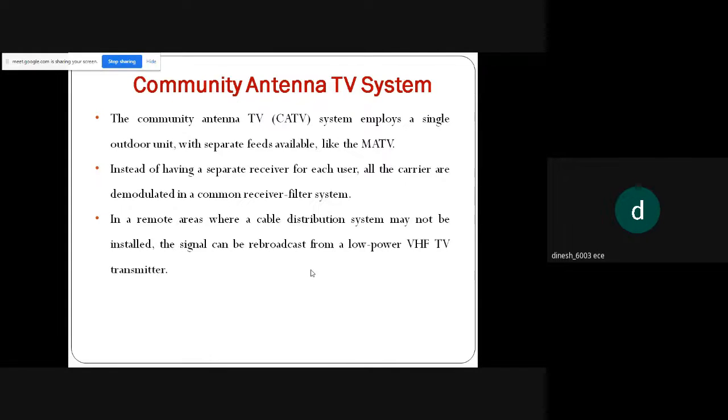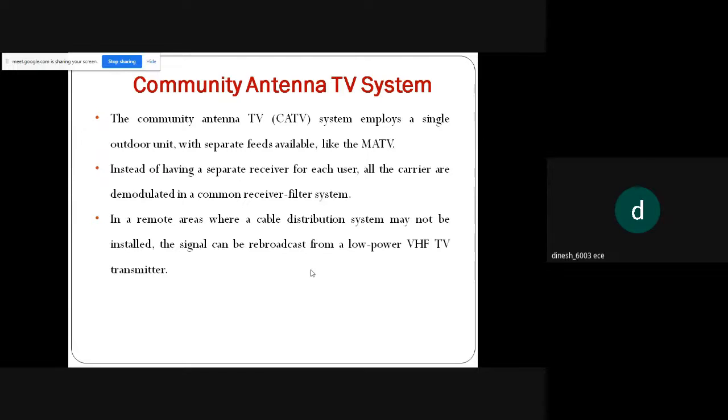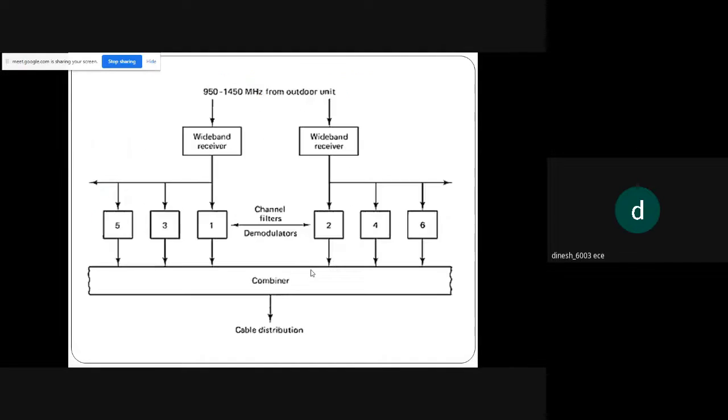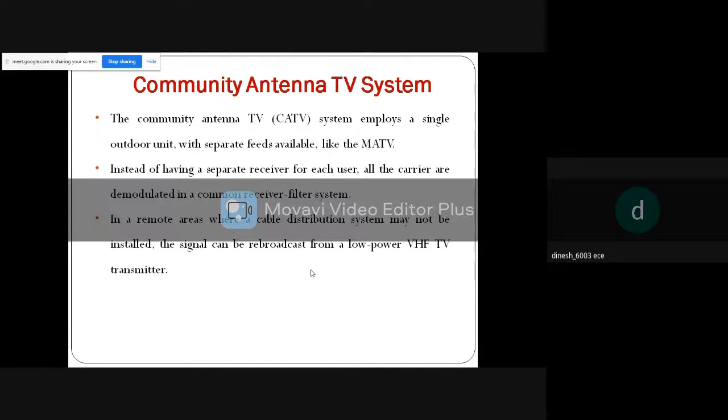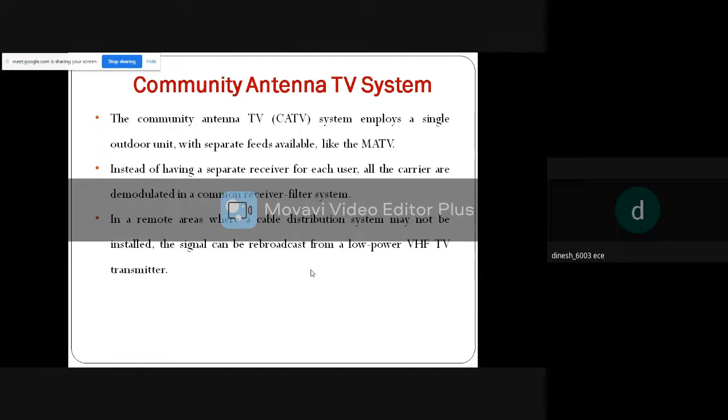Next is CATV, Community Antenna TV System. When we add some more users with the MATV indoor, it becomes community antenna TV. The best example is your cable operator. The community antenna TV employs a single outdoor unit with separate feeds available, like MATV. Instead of having a separate receiver for each user, all carriers are demodulated in a common receiver filter.